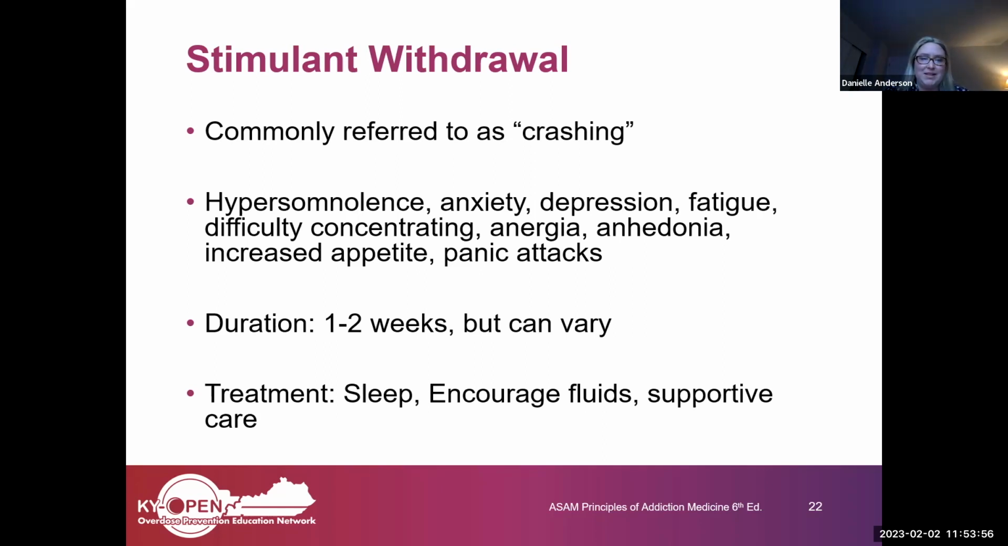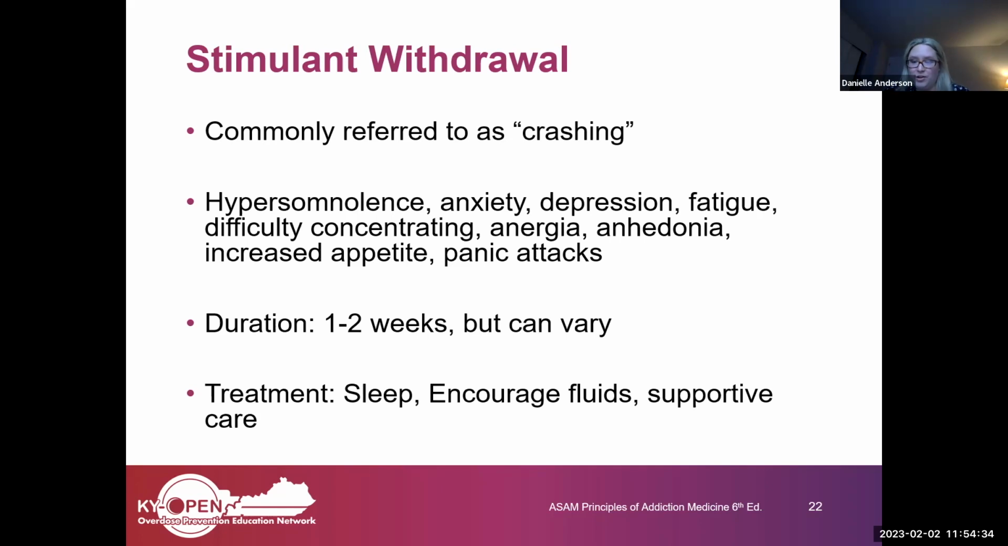So what we expect to see is someone being very, very tired. They may have increased anxiety, worsening depression, fatigue, extreme fatigue at times, difficulty concentrating. They may just experience anhedonia, where they're not able to have pleasurable experiences. Appetite may be increased, and they may also have panic attacks. This duration, anecdotally, when I have worked with patients in the inpatient setting withdrawing, some of the worst withdrawal tends to happen in the first few days, but this duration can last 1 to 2 weeks.